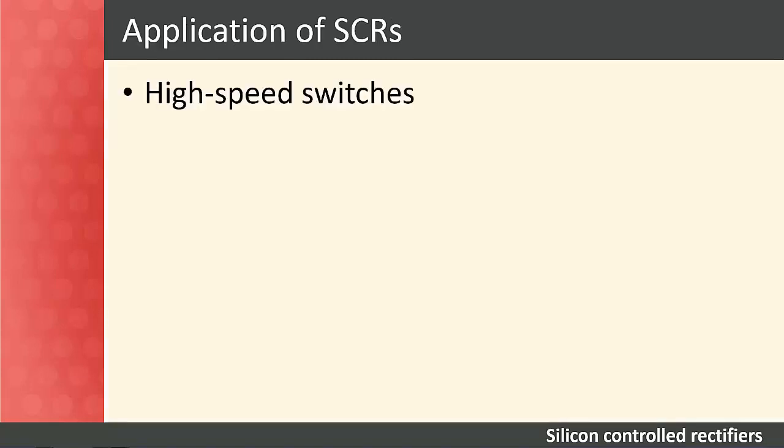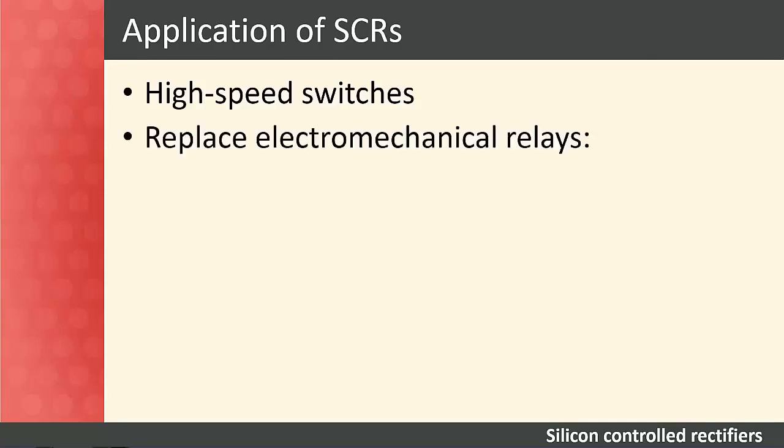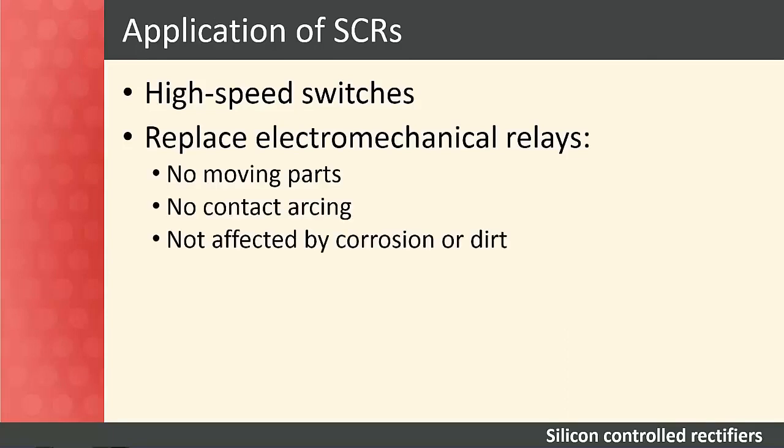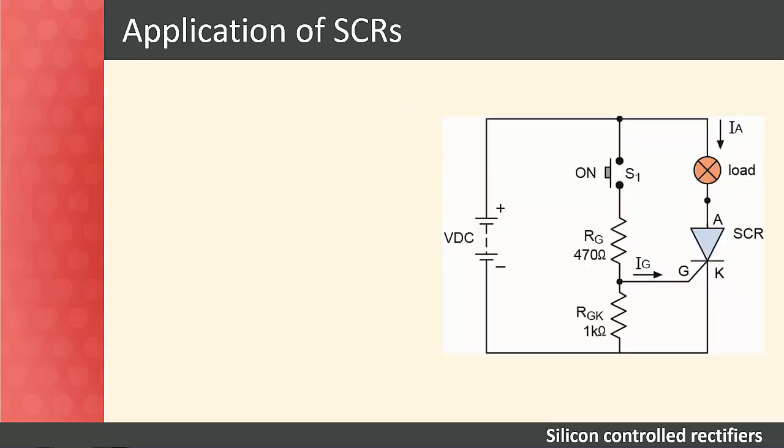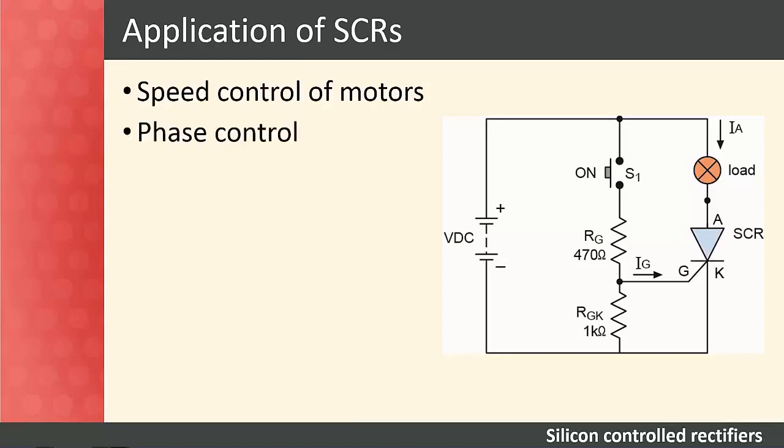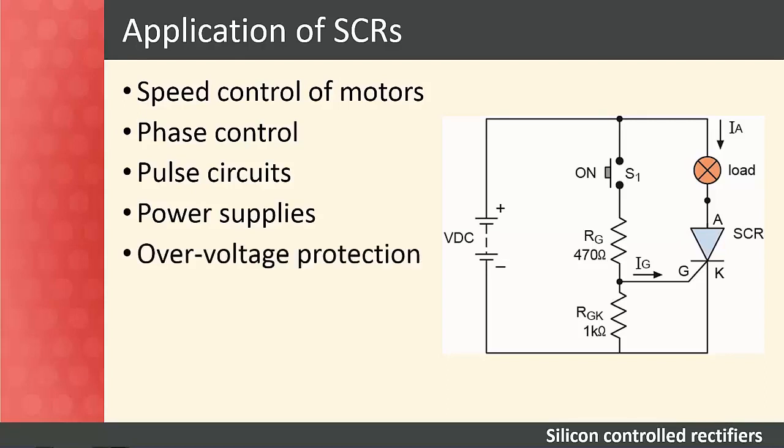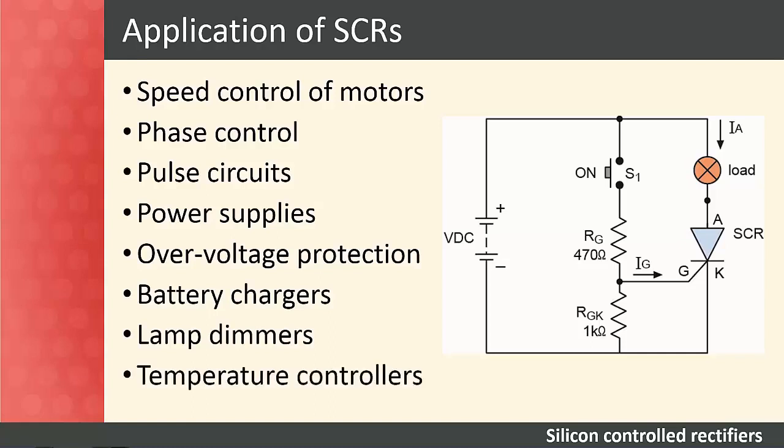SCRs are high-speed switches that can be used to replace electromechanical relays in many circuits, as they have no moving parts, no contact arcing, and do not suffer from corrosion or dirt. There are many applications where SCRs are used in electronics. Some of the most common areas are as follows: speed control of motors, phase control, pulse circuits, power supplies, overvoltage protection, battery chargers, lamp dimmers, and temperature controllers.